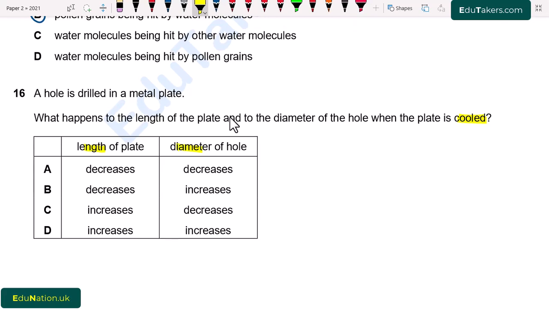MCQs. A, decrease and decrease. Both of these decrease. MCQs B, decrease and increase, which is not possible. C, increase and decrease, it is also not possible. And D is increase and increase. They increase only when the temperature is higher. So here option A is correct.